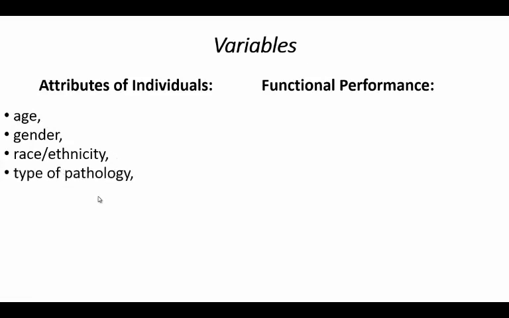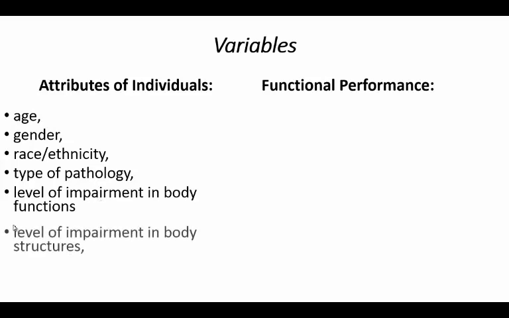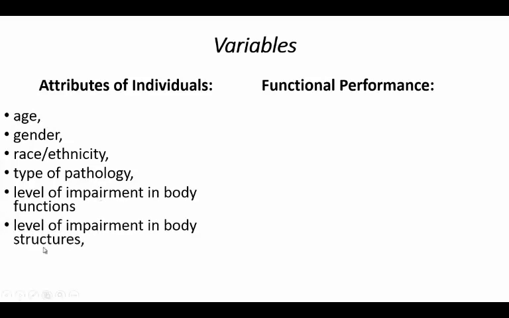Type of pathology, of course, is an important variable. Level of impairment in body function: can the person do activities of daily living with minimal assistance, with moderate assistance, and so on? Level of impairment in body structure: if I have a ligamentous tear, is it grade 1, grade 2, or grade 3, and so on?